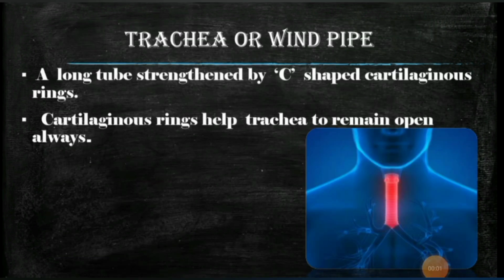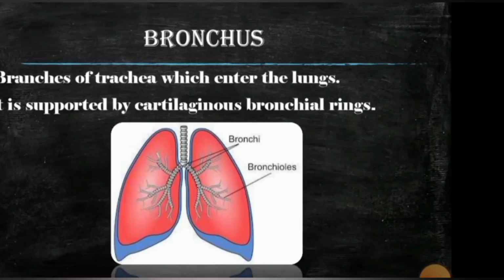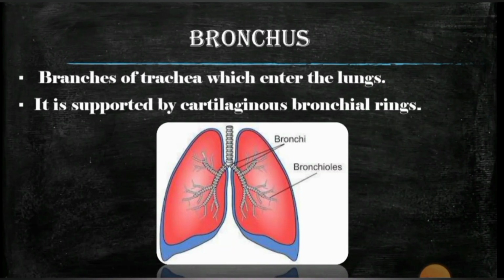Next is the trachea or windpipe. It is a long tube strengthened by C-shaped cartilaginous rings. The cartilaginous rings help the trachea to remain open always. Bronchus. Branches of the trachea which enter the lungs. It is supported by cartilaginous bronchial rings.